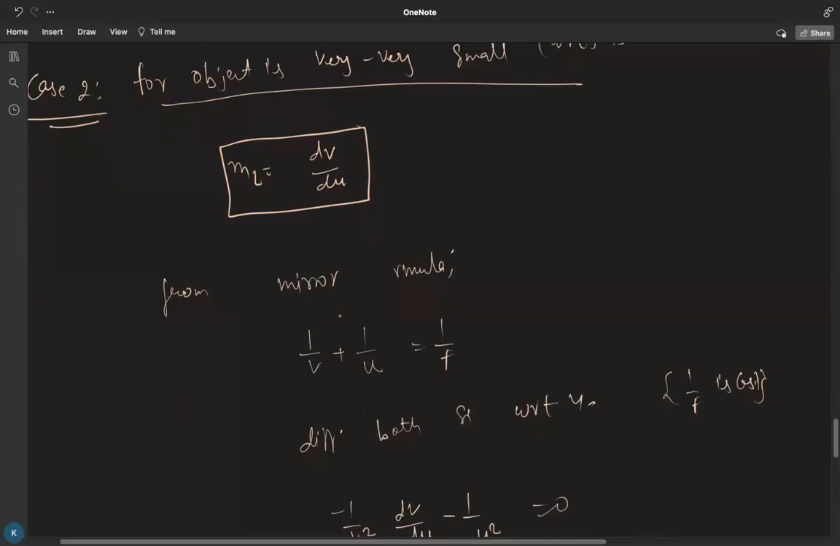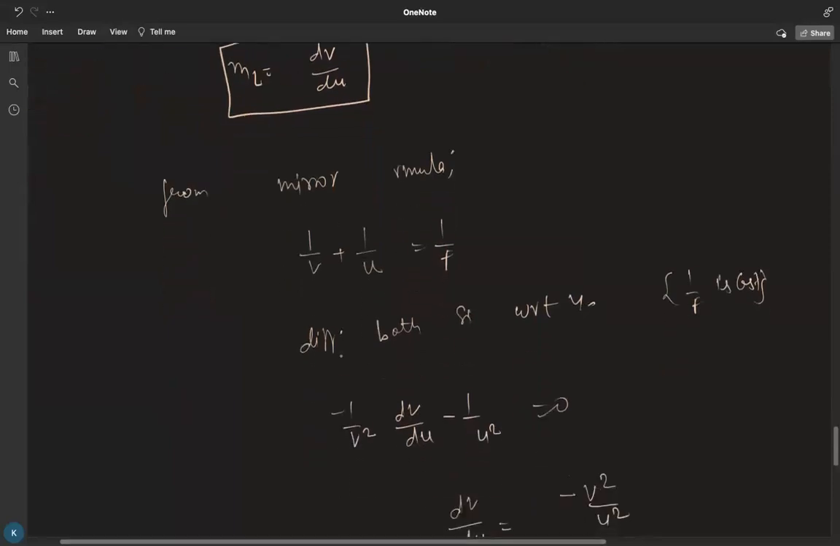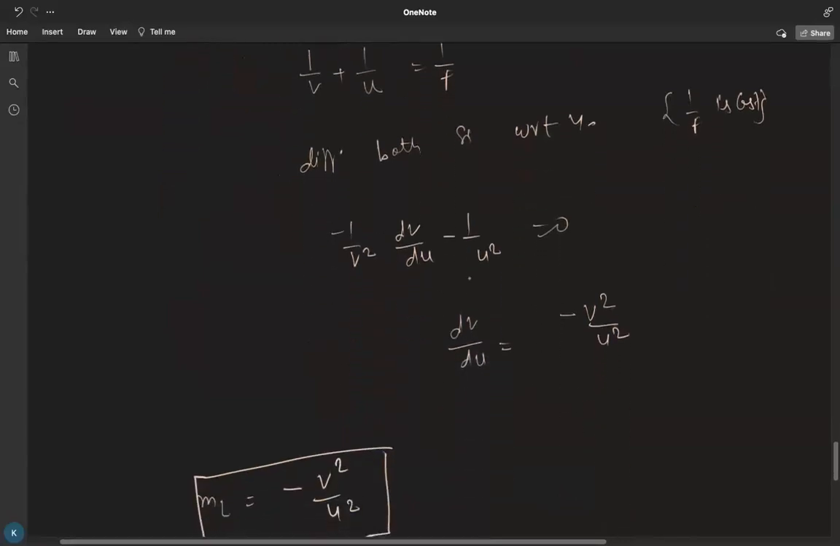differentiating the mirror formula with respect to u. So when I differentiate, I get minus 1 by v square dv by du, with v as a function of u, then minus 1 by u square, because we all know that the differentiation of 1 by x is minus 1 by x square. So using that concept, I am differentiating it. So I get dv by du is equal to minus v square by u square.